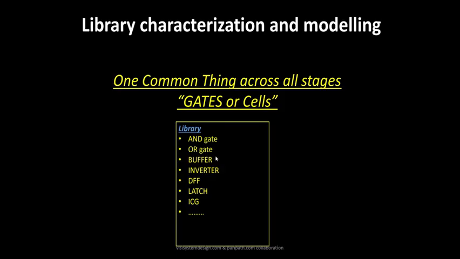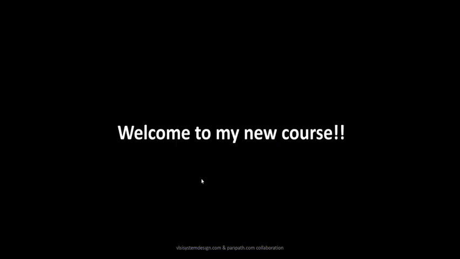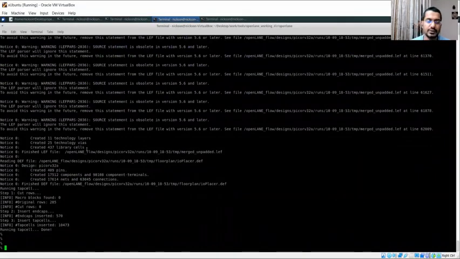But if you want the EDA tool to understand what this gate is and what its timing characteristics are, we need to model these gates in such a fashion that it is understood by the EDA tool. So the question is, how do we design, characterize, and model these cells? And the answer to that is, welcome to my new course on library characterization. So we'll stop at this point, and from the next video we'll look into a typical cell design flow. Thank you.